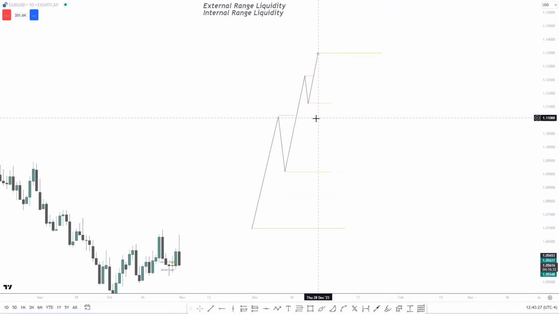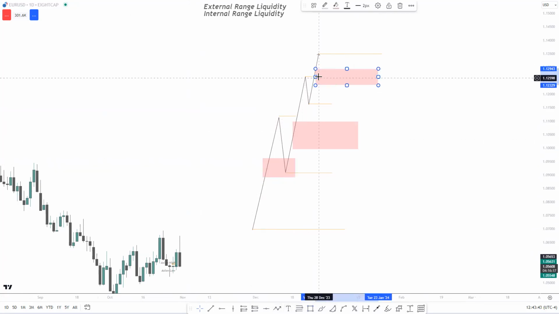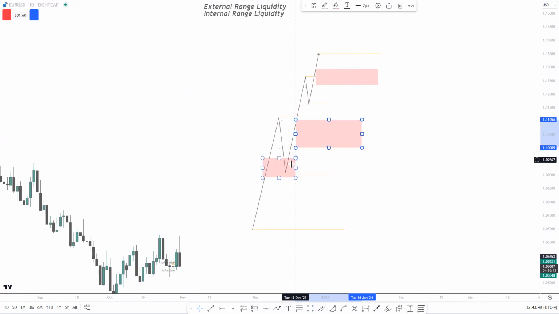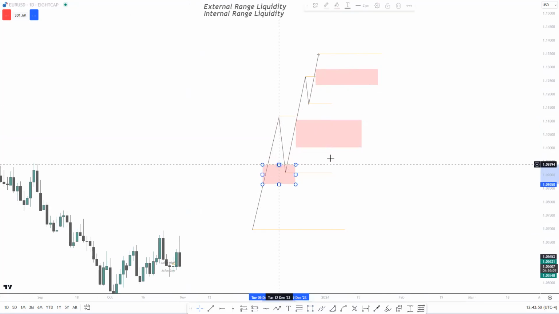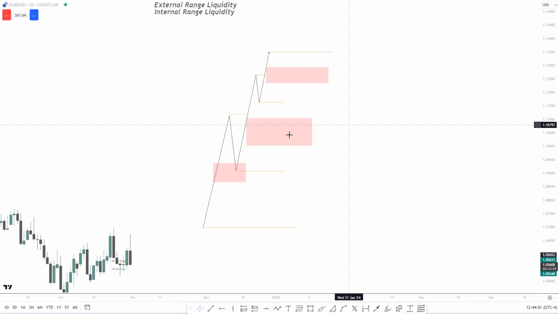This is external. Now, there are going to be fair value gaps as well in a range, right? So let's say we have a fair value gap right here, and a fair value gap right here, and a fair value gap right here. These fair value gaps are basically internal range liquidity. So a fair value gap is internal range liquidity, and a high or low that you see is external range liquidity.